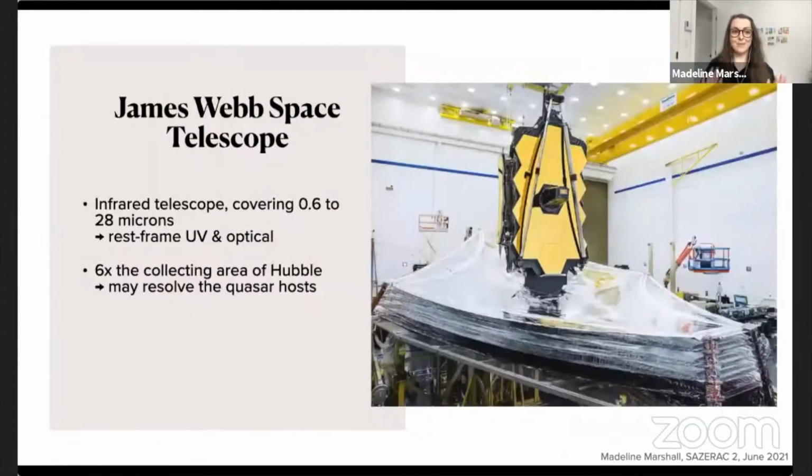But that hopefully is about to change with the launch of James Webb. So this will cover the rest frame UV and optical emission of these galaxies. And so by now having the optical coverage, we hopefully will be able to see some of the emission lines from the host galaxies. But also we should hopefully be able to detect these in photometry as well, because with the massive collecting area of James Webb compared to Hubble, we'll have a much better resolution, and we hope that we'll now start to actually be able to resolve these host galaxies from that very peaked quasar emission.